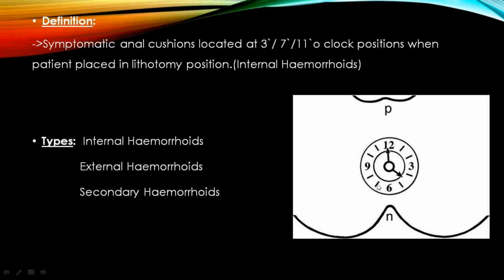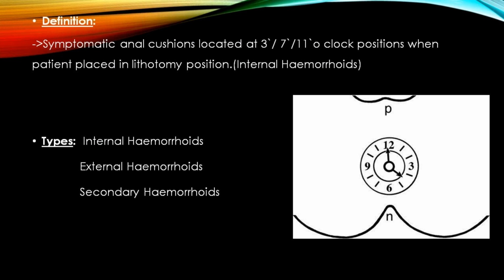Anal cushions are nothing but the superior hemorrhoidal plexus, which are located in the submucosa of the anal canal. Whenever they get bulged or rupture and cause bleeding, only then should you call that they are having hemorrhoids.